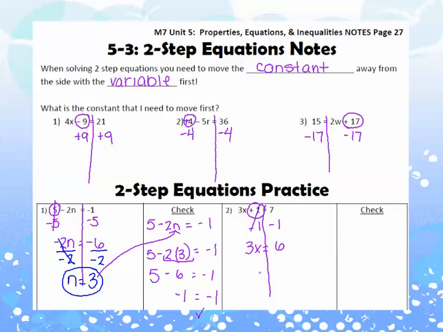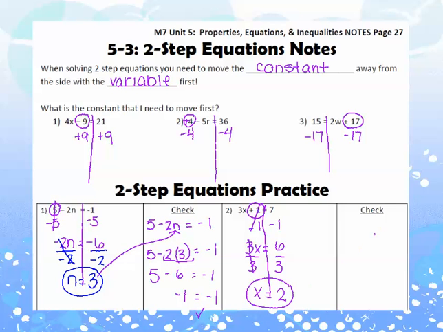Now I have to ask myself, how is the 3 connected to this x? Well, they're smushed together, so that means multiply. I need to think what would be the opposite of multiply? Division, so I'm going to divide by 3 on both sides. When I do that here, these are opposites, so they cancel, and I'm left with x is equal to 6 divided by 3 would give you 2.